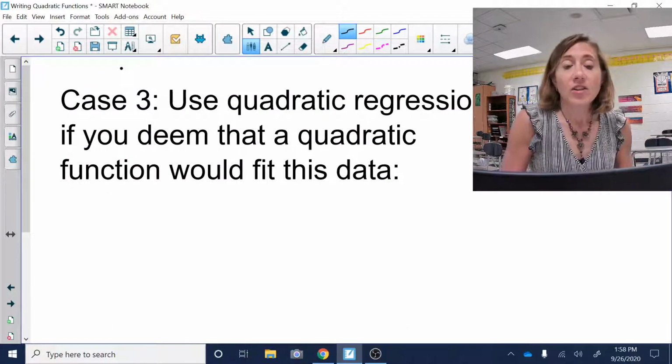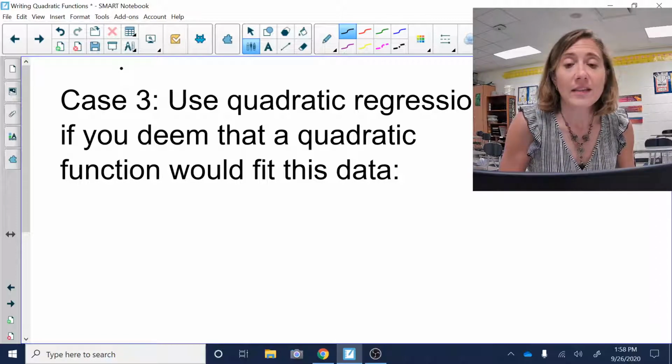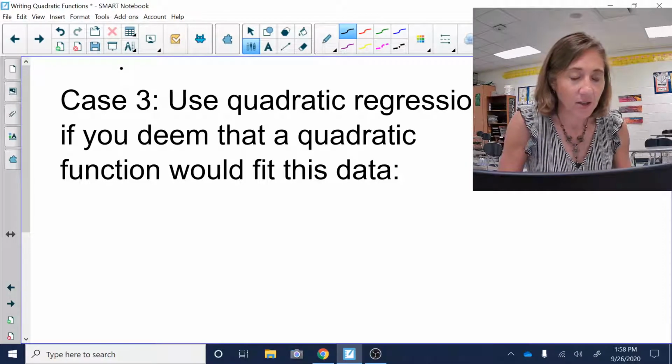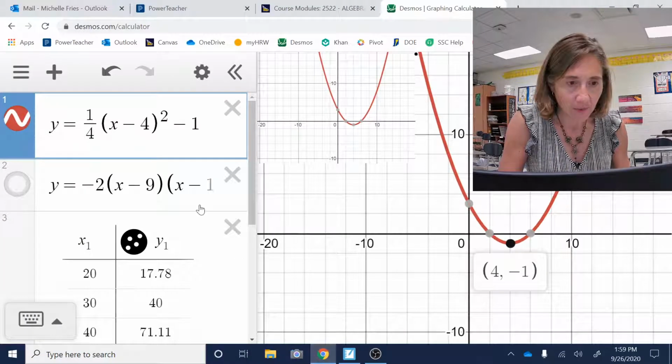where we have data. So we are going to see if we can use quadratic regression if we deem that a quadratic function would fit this data. So let me show you some data that I have over on Desmos for us.